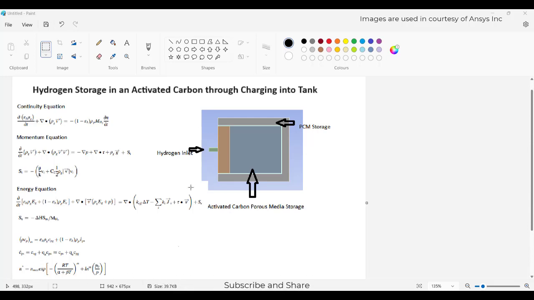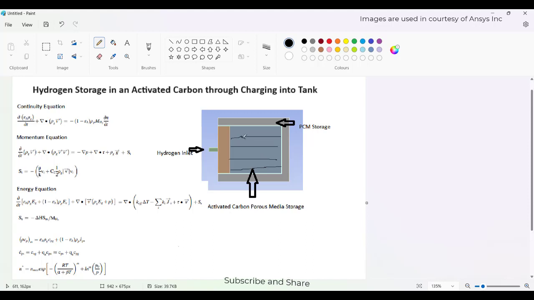Hi friends, in this video we'll discuss hydrogen storage in an activated carbon. What you can see here is a tank in which there is an activated carbon present. This activated carbon is also a porous media, right? So in the porous media there is an activated carbon.